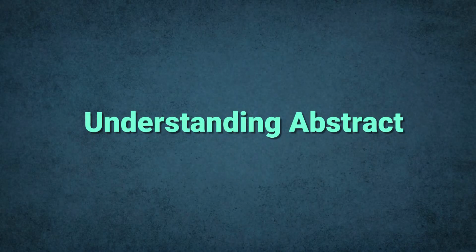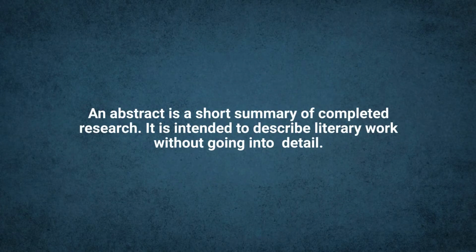Now, first of all, let us take up abstracting service. First of all, understand what is an abstract. An abstract is a short summary of completed research or any completed work, you can say. It is intended to describe a literary work without going into detail. Exactly, that is what I was informing. An abstract helps you to understand the entire concept of a research paper, book, or maybe any write-up from the summary of that. So, it is important to know what types of abstracts we come across in our everyday life, or in our academic life or commercial life. So, that is an important part.